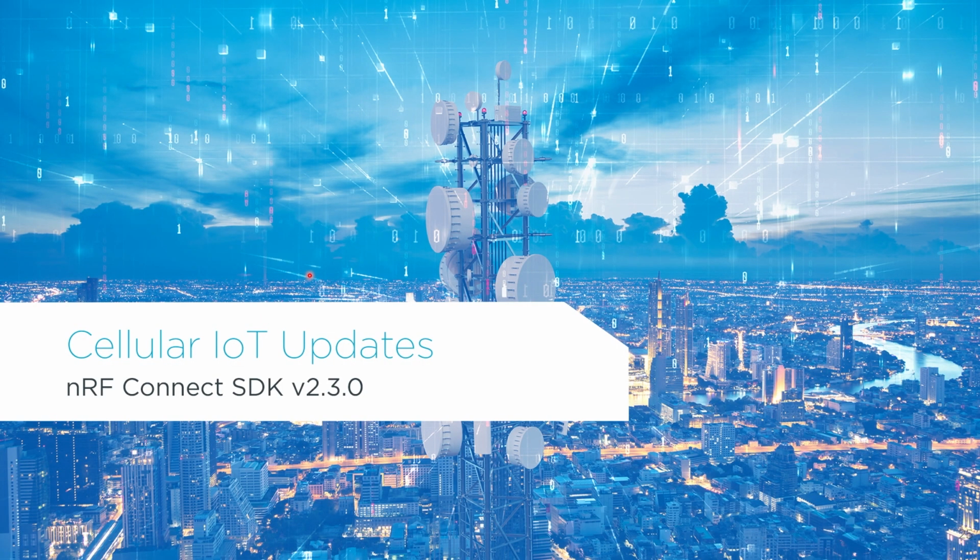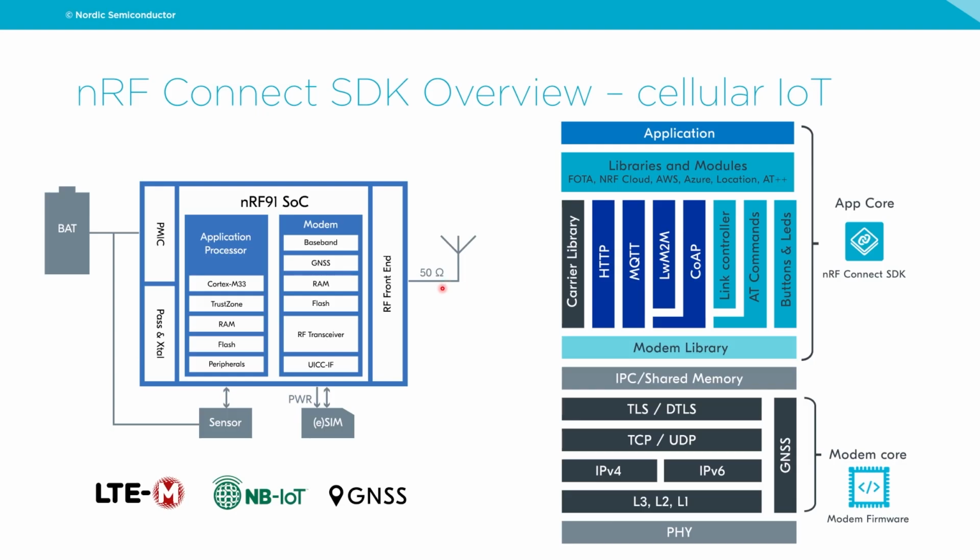And now for the last topic of today's webinar, updates on cellular IoT. So just a brief overview of the nRF Connect SDK for Cellular IoT. On the left-hand side, we have a block diagram of the nRF9160 SIP, which contains its own PMIC, passives and crystal, RF front end, as well as an application processor based on the Cortex-M33 with TrustZone, its own RAM and flash resources, as well as peripherals. And then the modem side contains all the functionality required for the cellular connectivity.